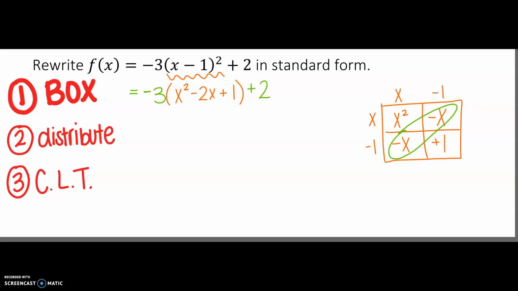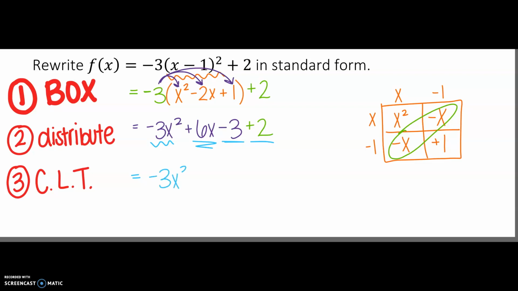Next, I'm going to distribute. So I'm going to distribute that negative 3 to every term in my parentheses. I get negative 3x squared plus 6x minus 3. I'm just going to bring down that plus 2 at the end because we have not touched it yet. And my last step, I'm going to combine like terms. My only 2 like terms are my negative 3 and positive 2. 3x squared and 6x do not have like terms in this equation. So my final answer is negative 3x squared plus 6x minus 1.